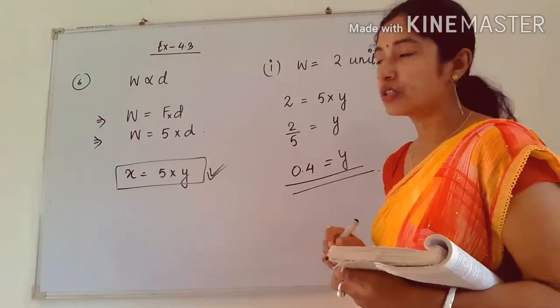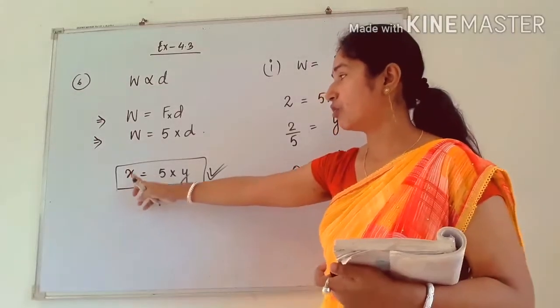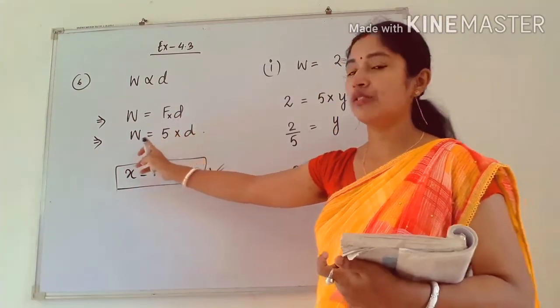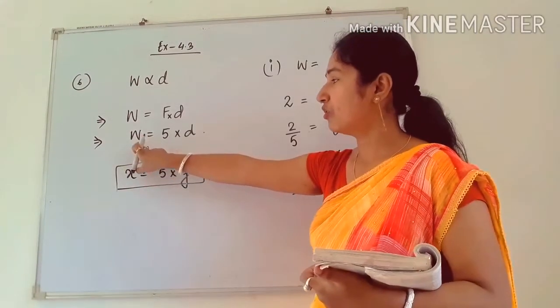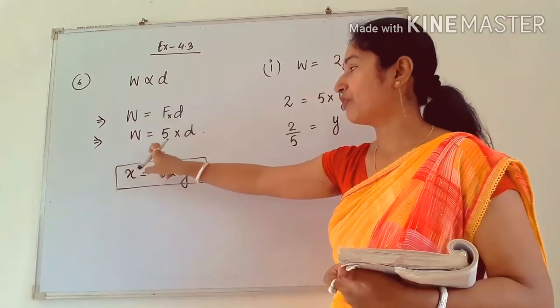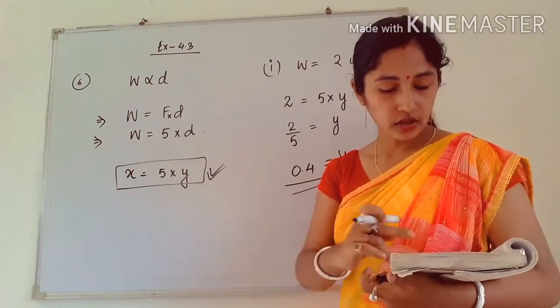0.4 units. Similarly, if work done is 0, okay, if work done is 0, then the distance travelled by the body is also equal to 0 units. Okay, so you can easily put 0, then 5 will be transferred to that side. You will get 0 divided by 5, that will be equal to 0. Okay, so that is the answer to question number 6.